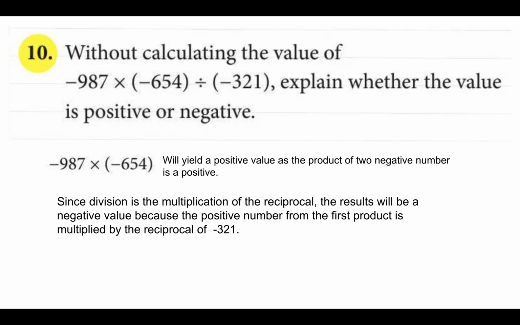So here we go. First thing we need to note is that the first operation, the multiplication, will yield a positive value because the product of two negative numbers is a positive. So we need to make that obvious in our explanation. After that, since division is the multiplication of the reciprocal, the result is negative, because we have a positive product multiplied with the negative reciprocal. Hence, the final result is going to be negative. That's how we are supposed to explain it, in proper sentences. All right, now we go on to the rest of the questions.